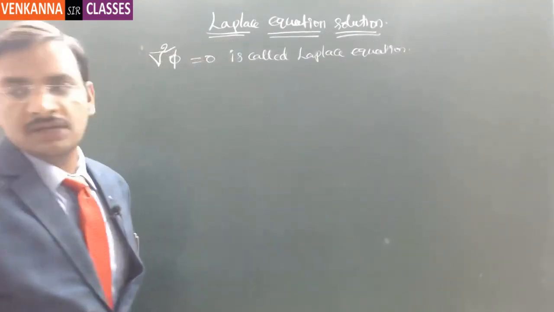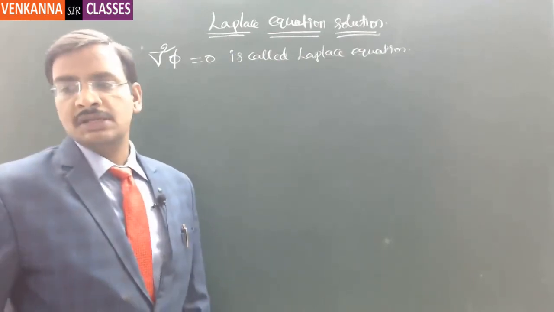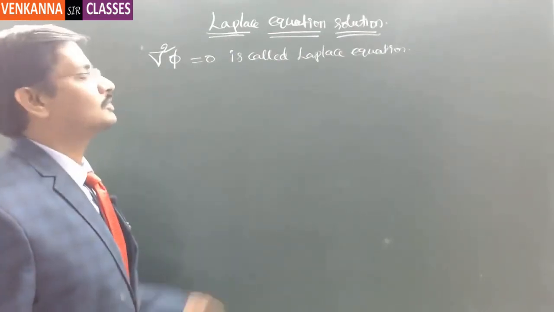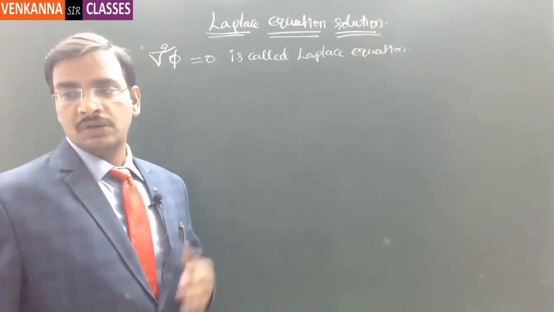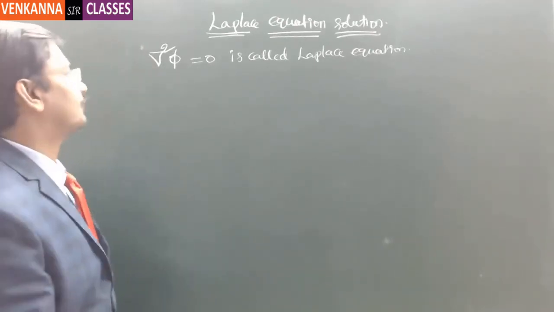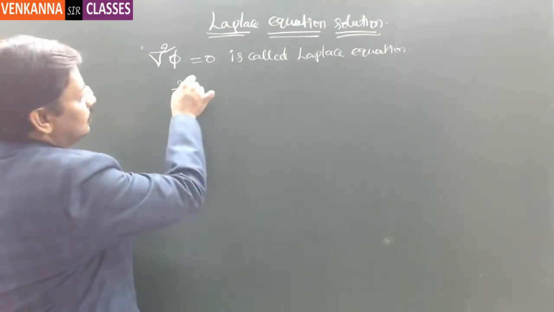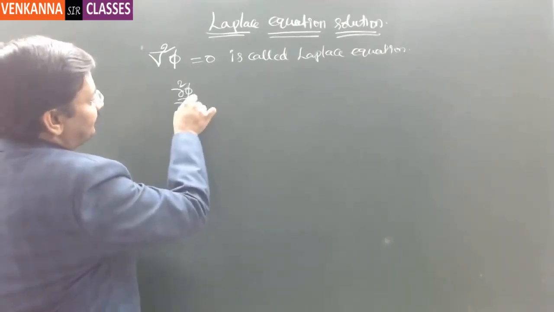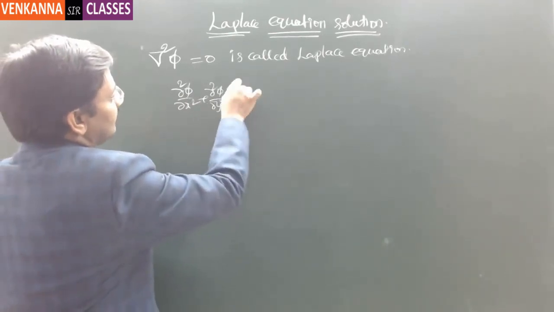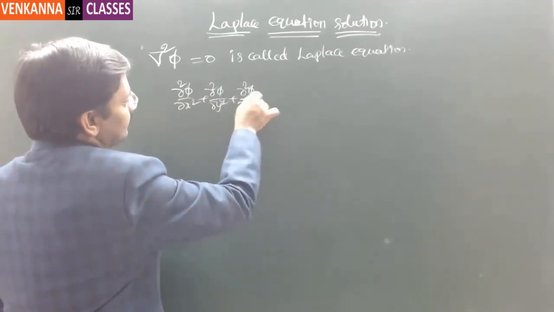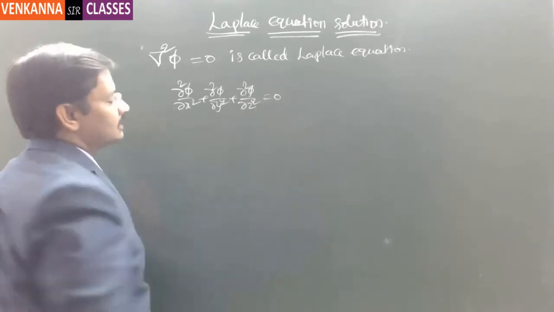In the electromagnetic fields, we do have the applications of this, and even in fluid mechanics also we have the applications of this, and even in the heat flow equations also we have the application of this Laplace equation. So ideally, this is dou square phi by dou x square plus dou square phi by dou y square plus dou square phi by dou z square equal to 0. So this is called the Laplace equation.